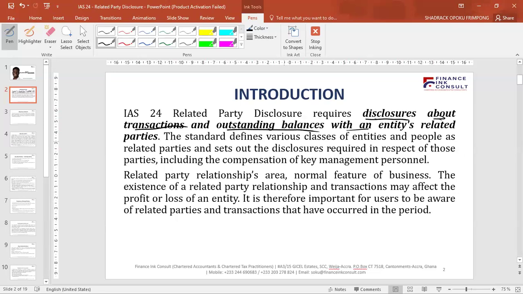So the standard defines various classes of entities and people as related parties and sets out the disclosure required in respect of those parties, including the compensation of key management personnel. Related party relationships are a normal feature of business.